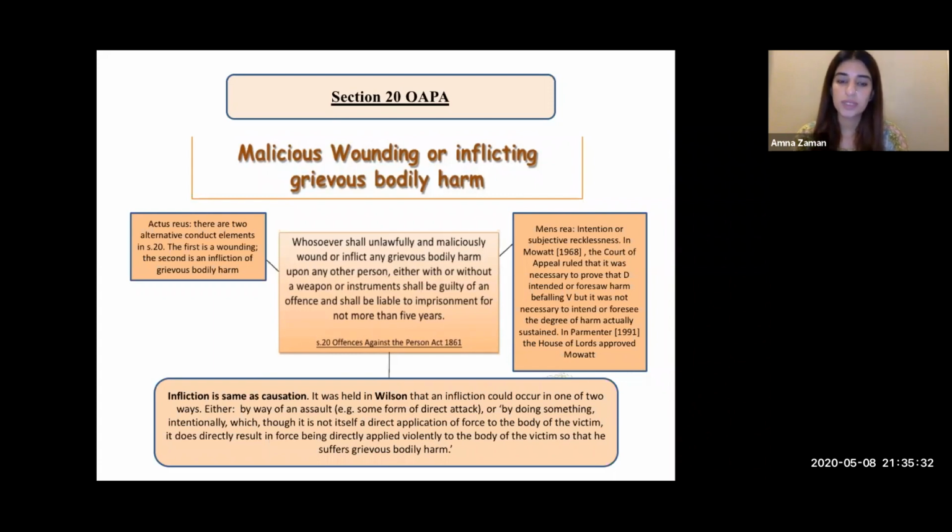An example to illustrate this point would be a defendant who digs a pit, knowing that the victim would be passing that way. And while the victim passes, he falls into the pit and gets his legs fractured. Now, the victim was not assaulted by the defendant, but the defendant did something intentionally by digging the pit, which resulted in direct force being applied to the victim's body when the victim fell into the pit. So, this is the difference between two ways in which you can inflict harm.